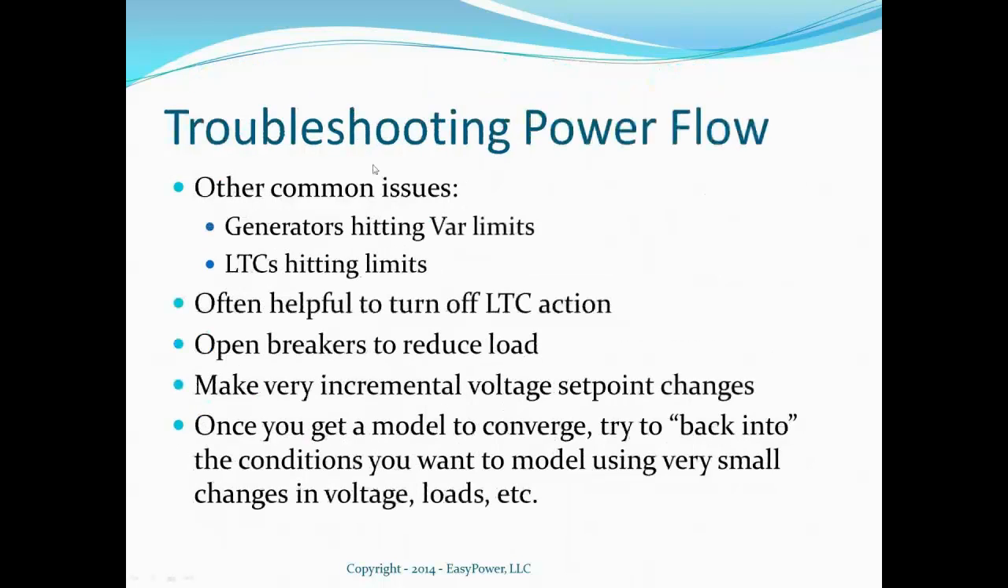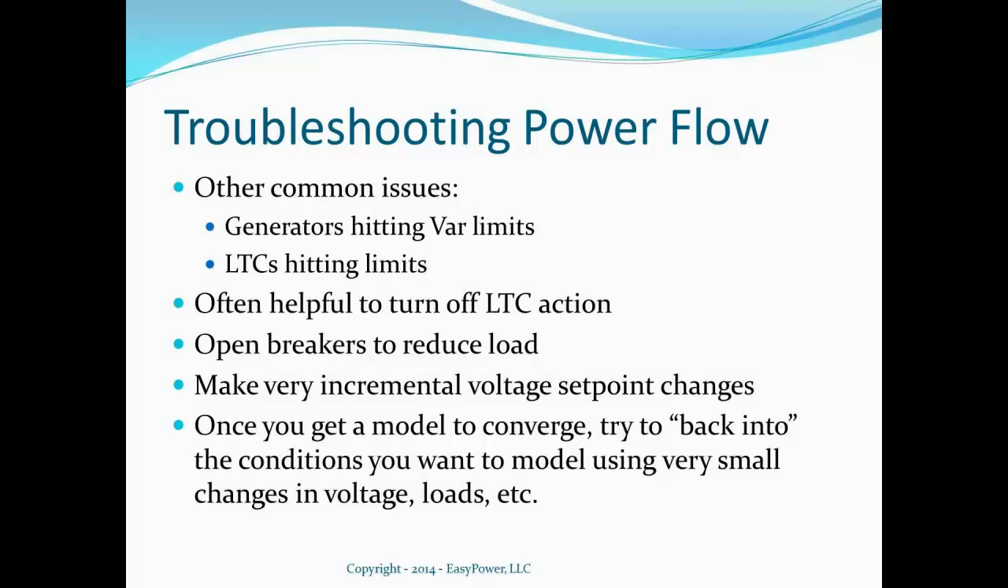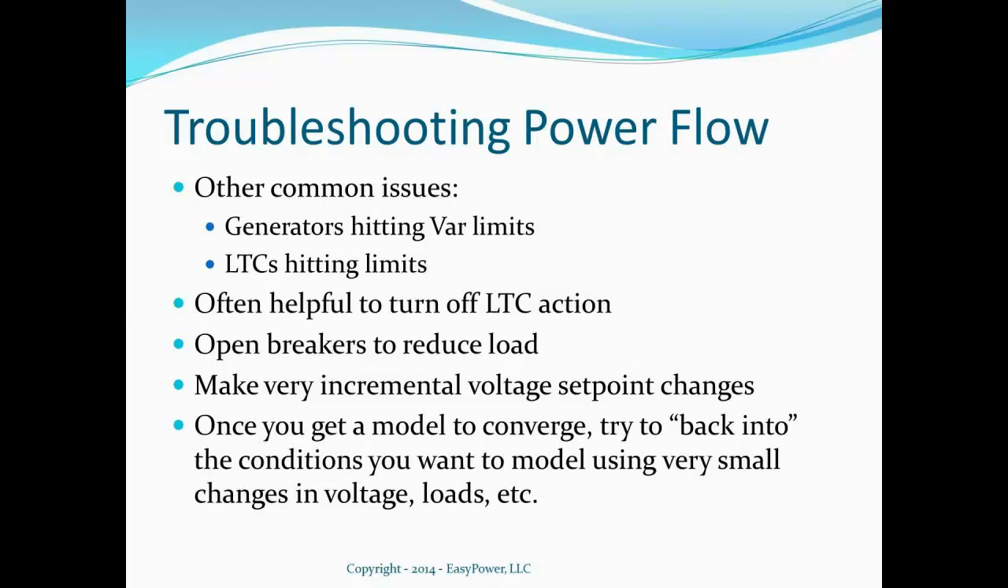Other things that can cause problems: we talked about those VAR limits in the generator when you're in PV mode. If you have those set too low, that can cause a problem. The load tap changers can be a problem. If you have load tap changers and you're getting divergence, I would suggest you turn off the LTC or block them. Sometimes that'll solve the problem. You can double click on the breakers to open them and reduce the load. And again, you can just deactivate to see if you can find out what part of the system is causing the problem.